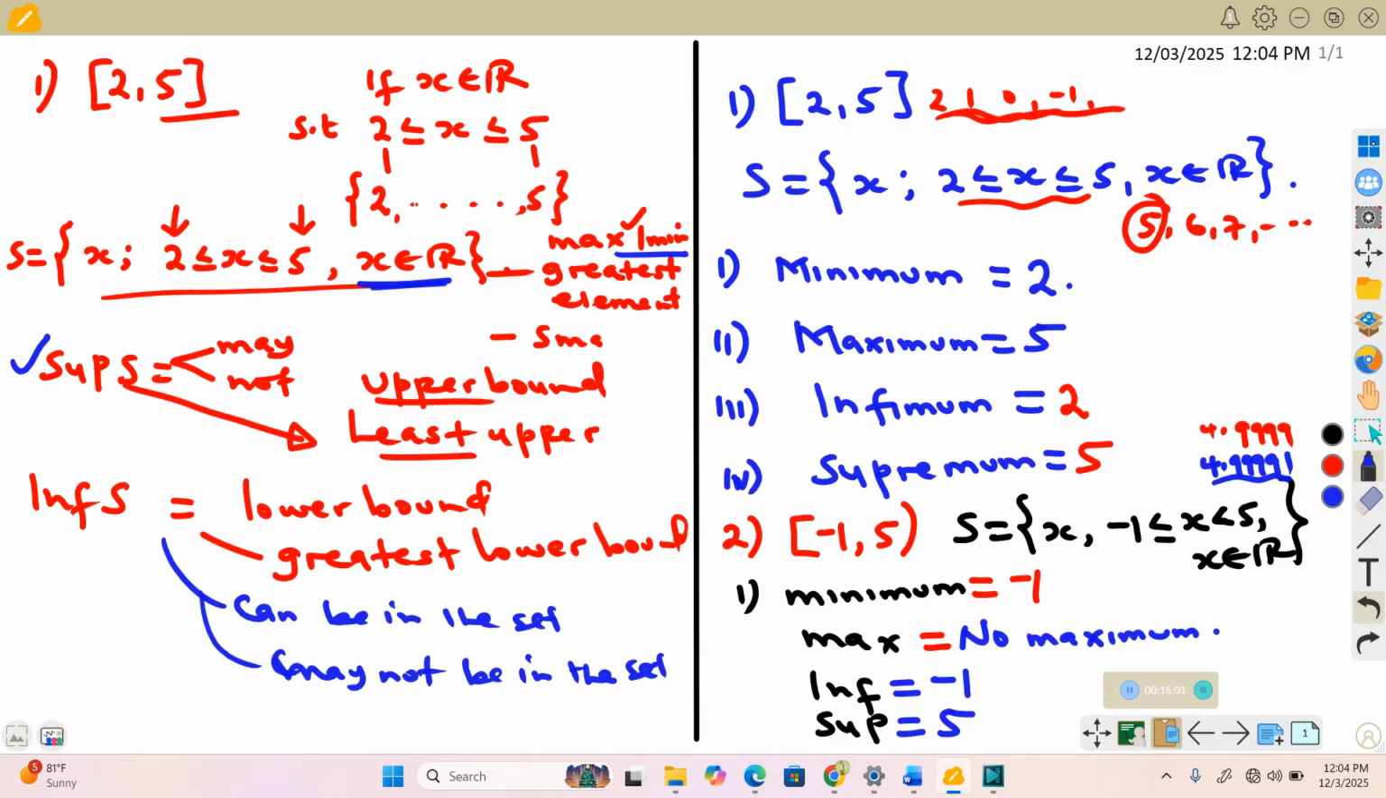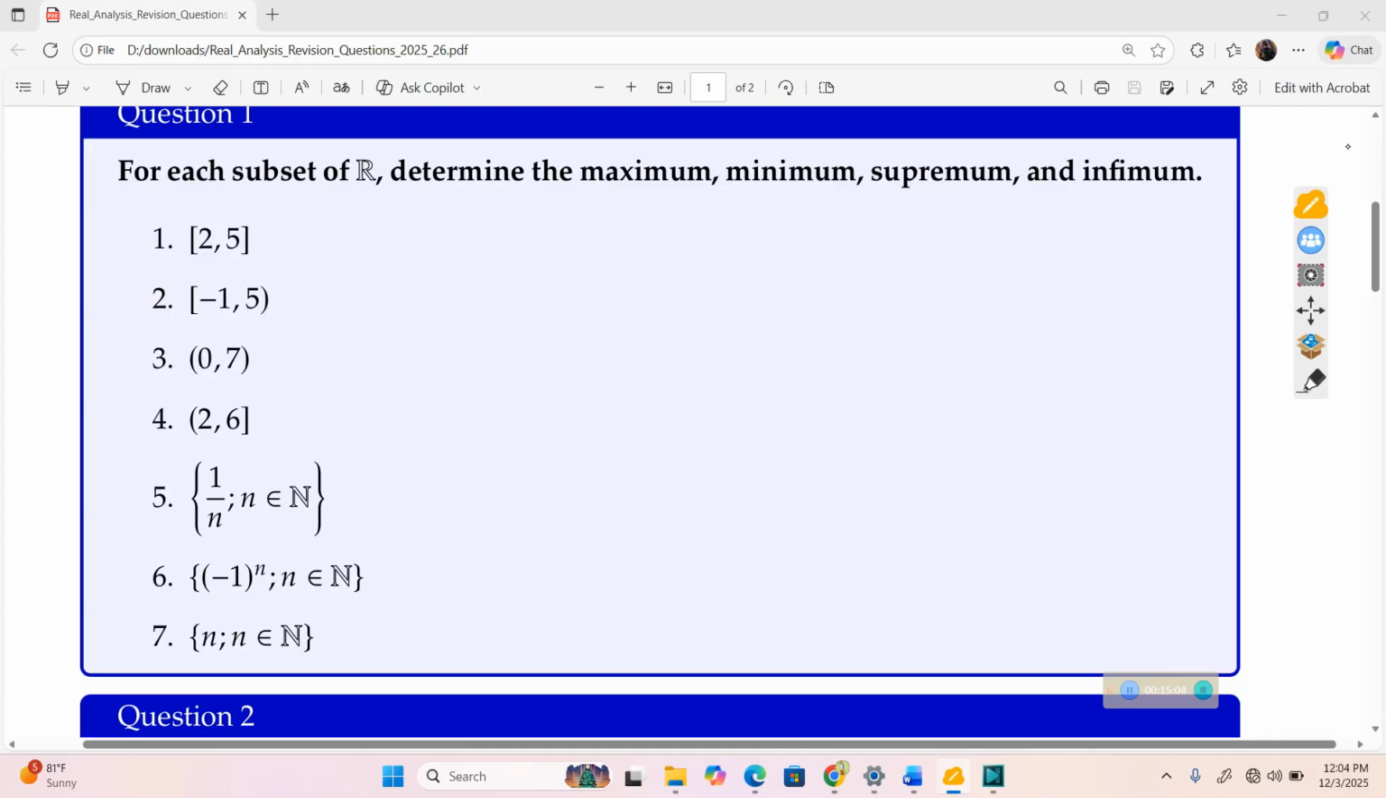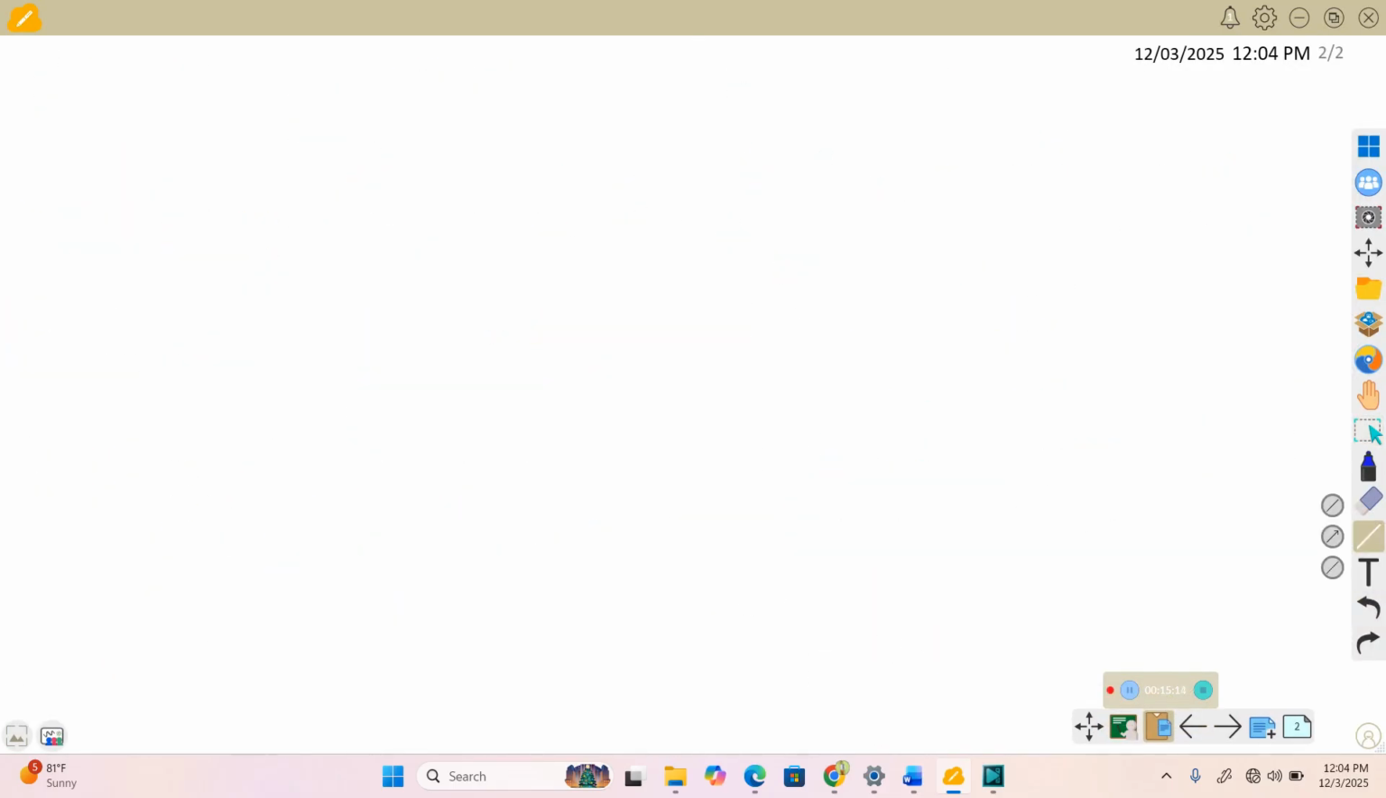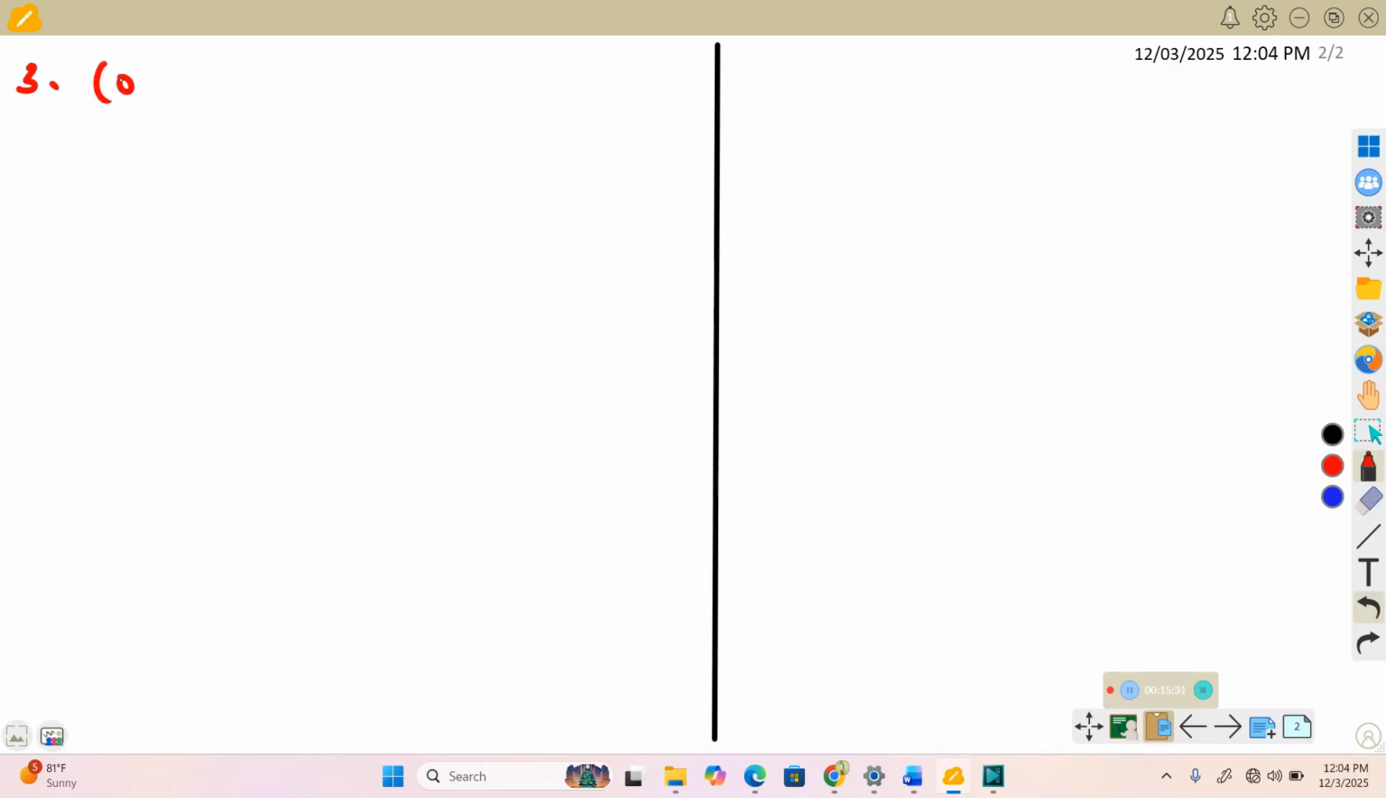So we shall look at part 3. It is open on both ends, 0 to 7. So for part 3, we are having 0 to 7, which is open on both sides.